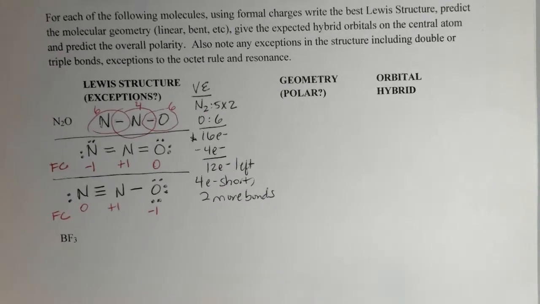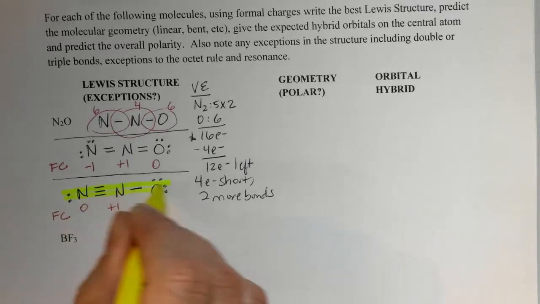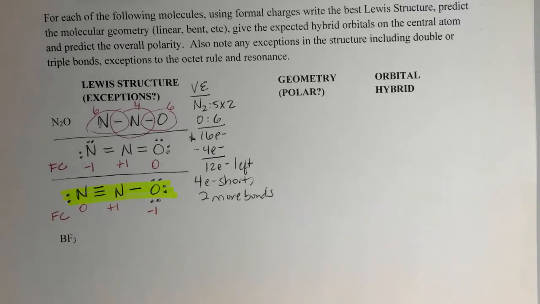So overall, it doesn't look like a huge improvement on the formal charges, but what was important here was that we had the more electronegative oxygen carry the negative 1 formal charge. So this is going to be our final structure for the N2O. All right, so we end up with a triple bond and a single bond.